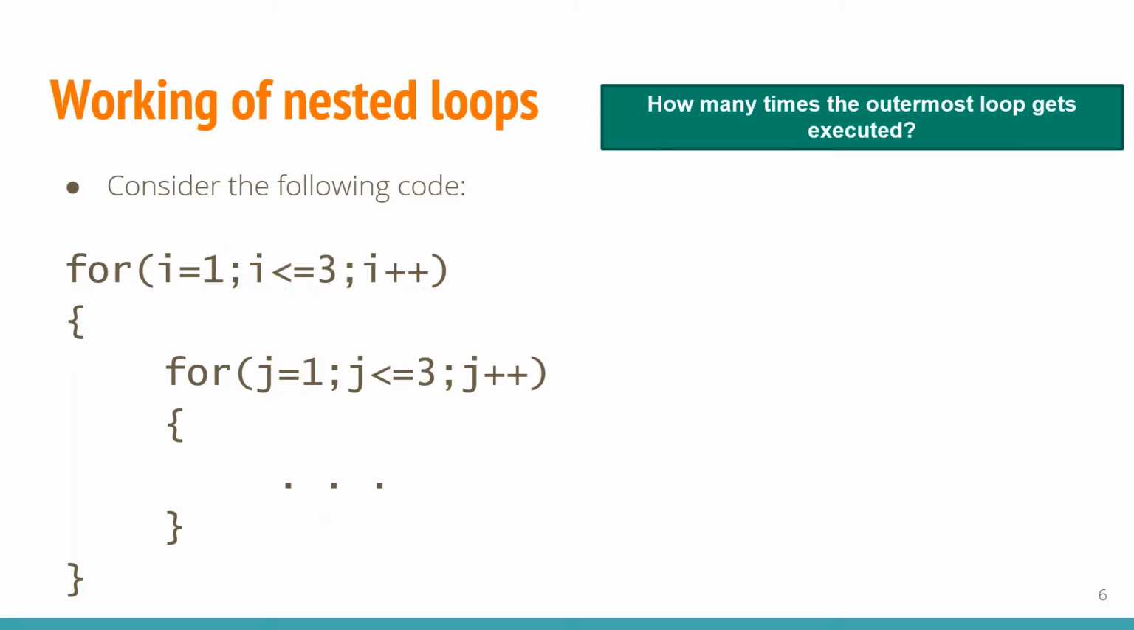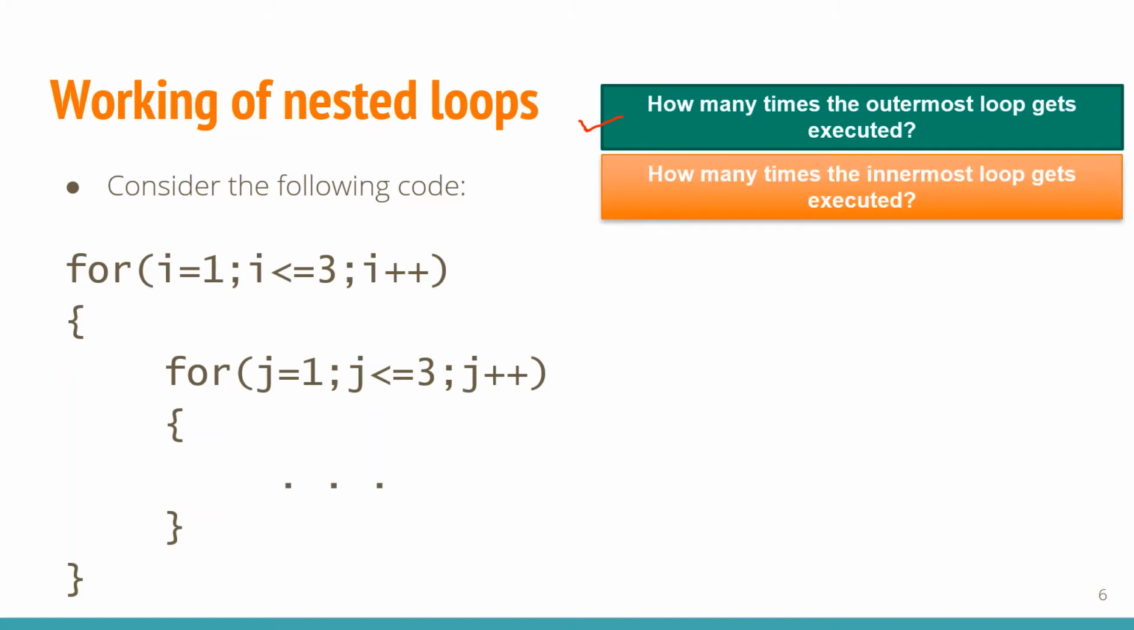So the answer for this question, how many times the outermost loop gets executed? The answer is 3 times. How many times the innermost loop gets executed? Here you might notice, once the test condition for the outermost loop becomes true, it executes the body of the outermost for loop. What is the body of the outermost for loop?